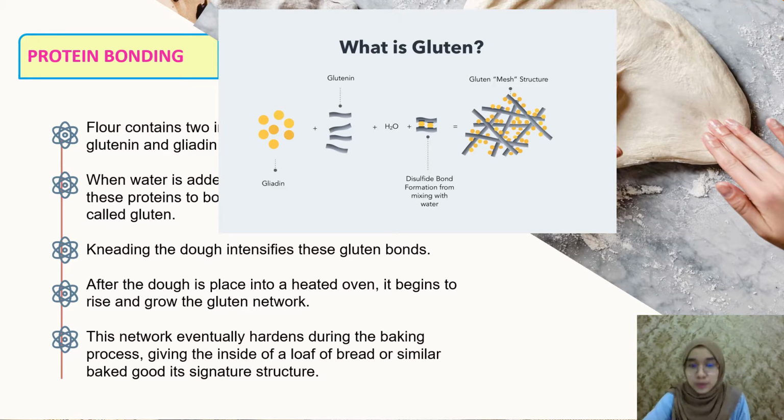Kneading the dough intensifies these gluten bonds. After the dough is placed into a heated oven, it begins to rise and grow the gluten network. This network eventually hardens during the baking process, giving the inside of a loaf of bread or similar baked goods a signature structure.